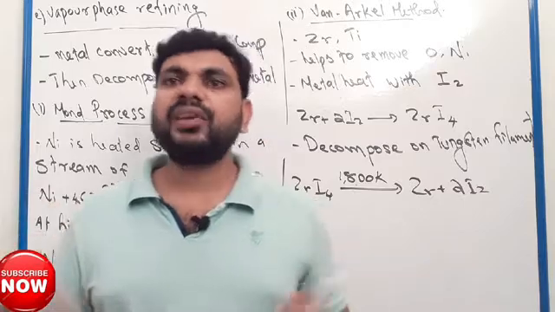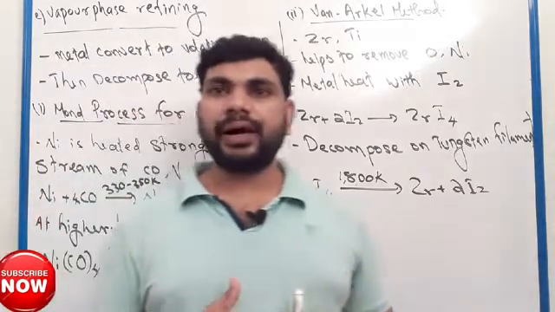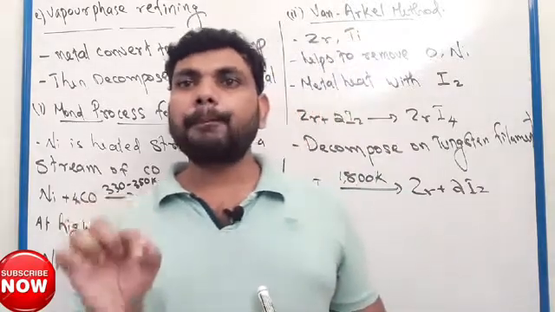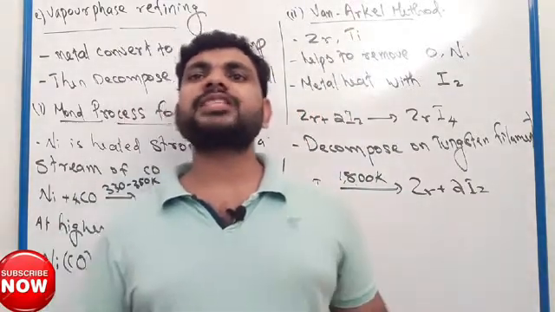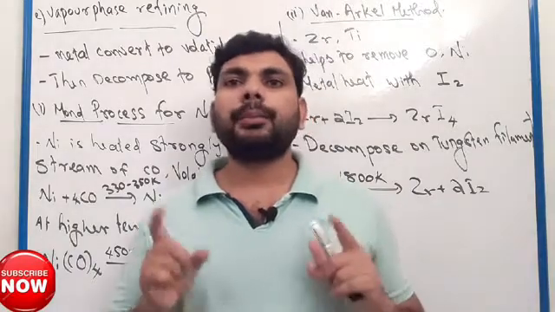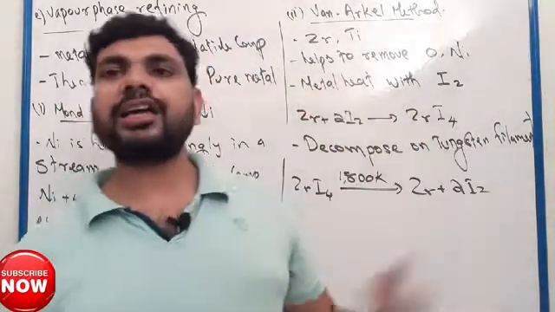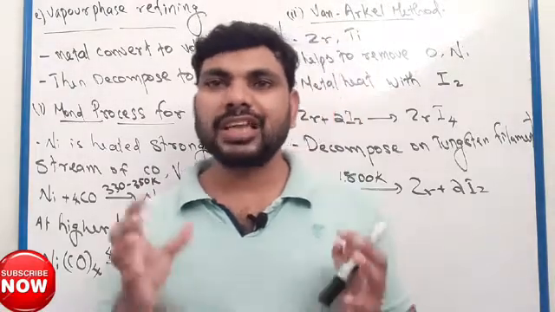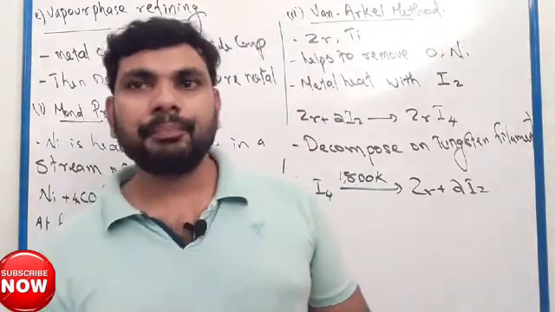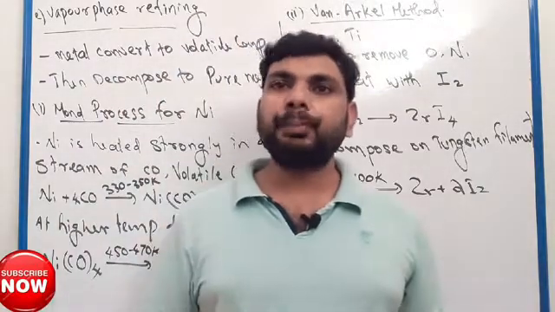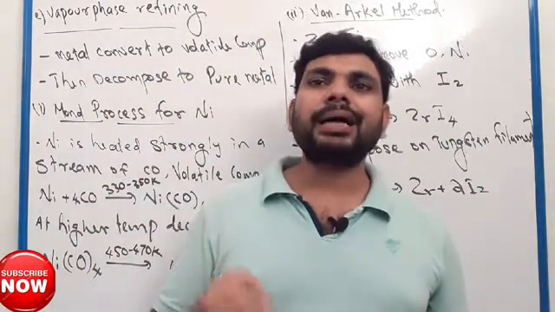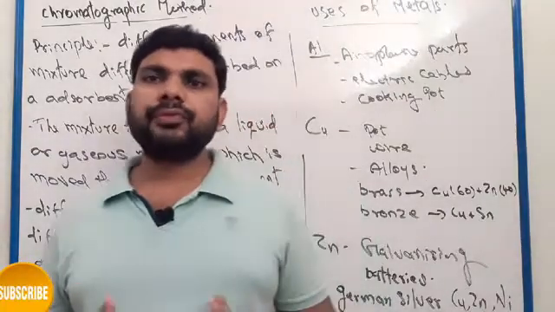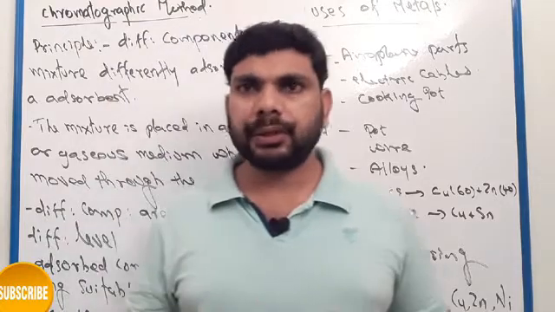So here we discussed vapor phase refining. It involves two methods: the Mons process, which helps to purify nickel, and the Van Arkel method, which helps to purify titanium and zirconium. Clear? Okay, next method for purification of metal: the chromatographic method.